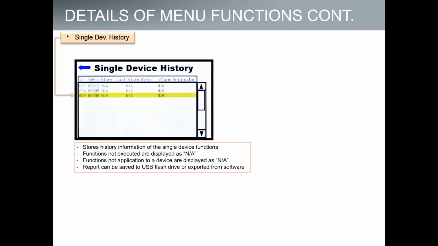Single device history. The single device history displays data only when the single device read EE data function has been performed. The database stores each single device's short address, operation hours, alarm, last alarm bytes, and alarm originator information. When there is no alarm status, NA is displayed on the alarm, last alarm bytes, and alarm originator respectively.